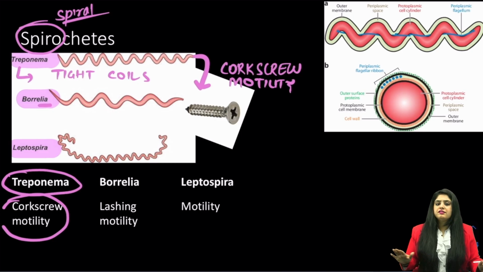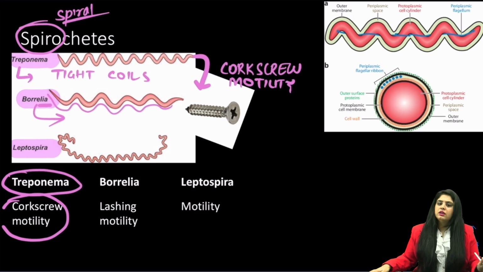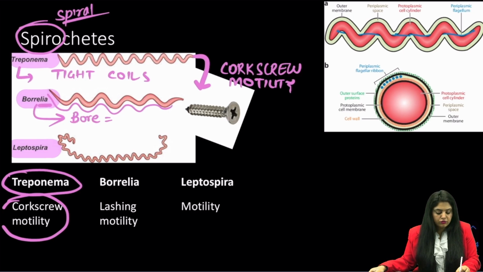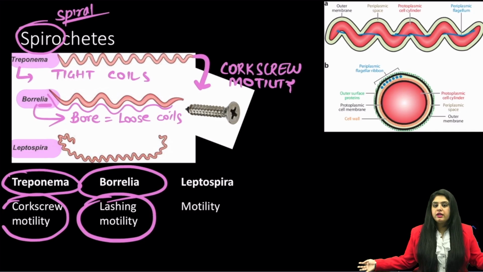Borrelia is relaxed. The most relaxed person in life is Borrelia. Relaxing in boredom, that is Borrelia. So it has very loose coils, and Borrelia has La, that is lashing motility. So remember, Borrelia is La Lu type. Completely relaxed, loose coils, lashing motility, that is Borrelia.